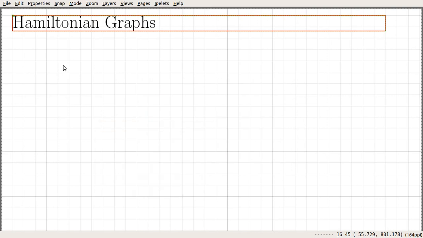Okay, in this video we are going to talk about Hamiltonian graphs. So we will see two basic definitions related to Hamiltonian graphs. Okay, so let me start with the first definition, the definition of what is called a Hamilton path.